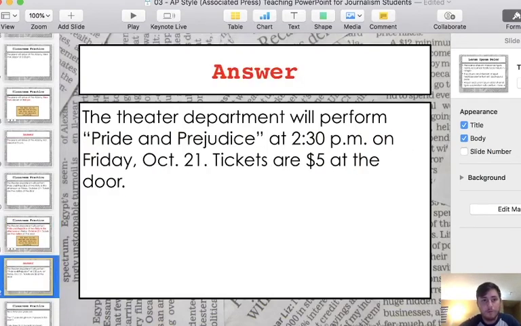The theater department will perform Pride and Prejudice in quotations at 2:30 p.m. on Friday, October 21st. Notice how October is abbreviated and ST is not there after 21st. The tickets are $5 at the door, okay? $5 is written in numerals, okay? You don't spell out the word dollars, okay? You put the dollar sign before the numeral, okay?